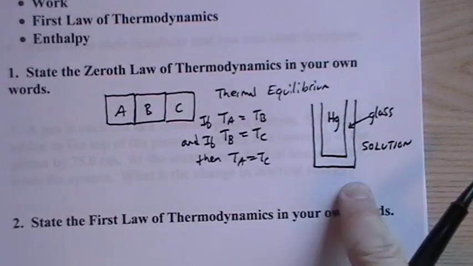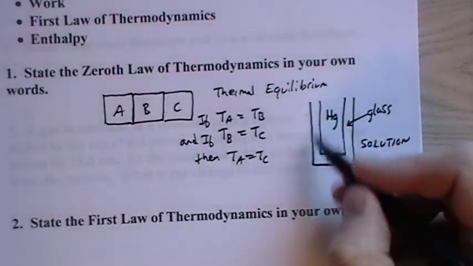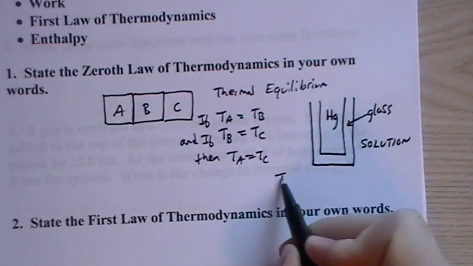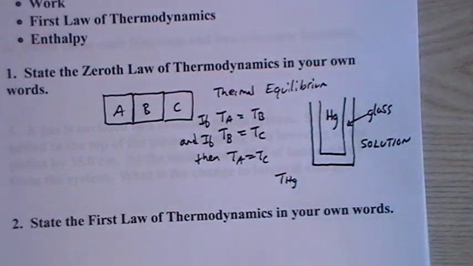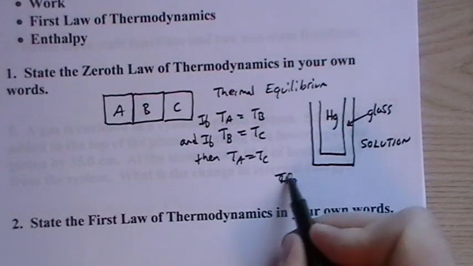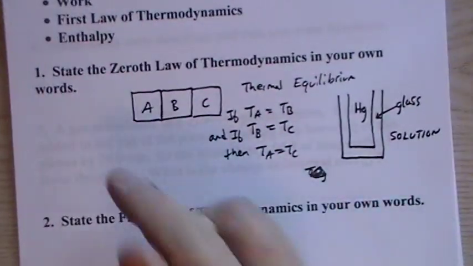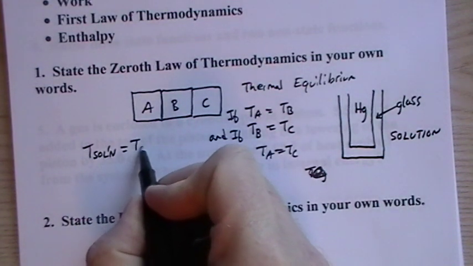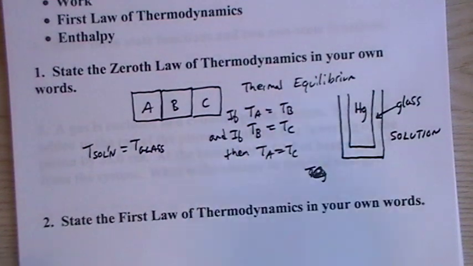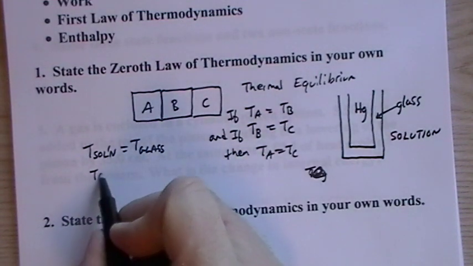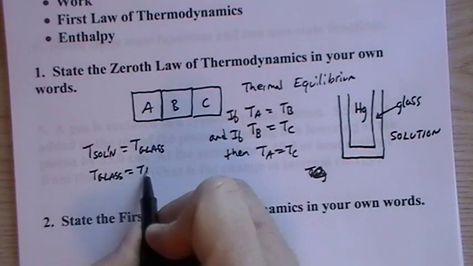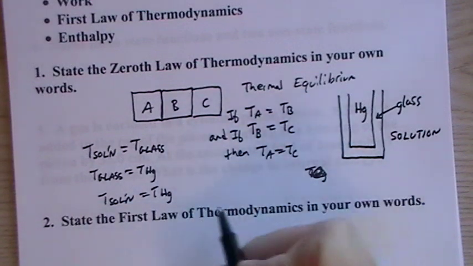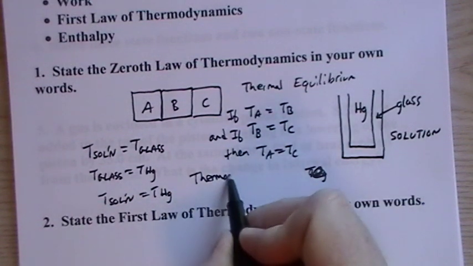You put the thermometer into a solution. You have the glass of the capillary that makes up the thermometer and encloses the mercury. So we put it in, let it reach equilibrium. The temperature of the solution should be in thermal equilibrium with the temperature of the glass, so they should have the same temperature. The temperature of the glass is equal to the temperature of the mercury, so the temperature of the solution is equal to the temperature of the mercury, which means that thermometers work.